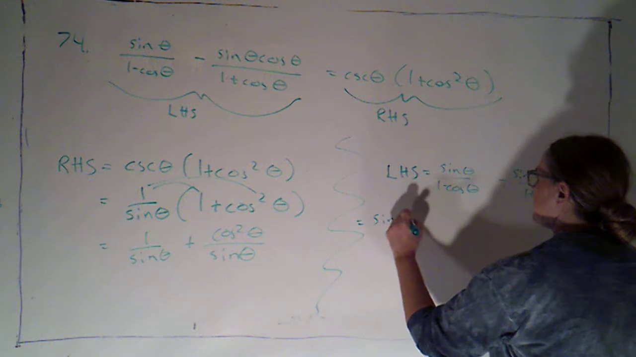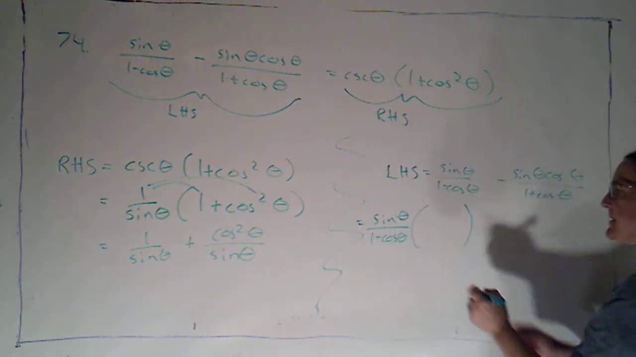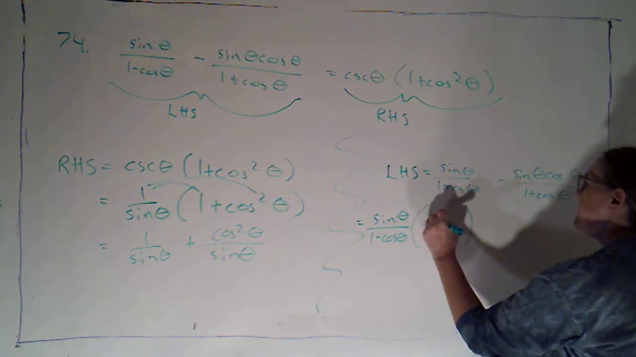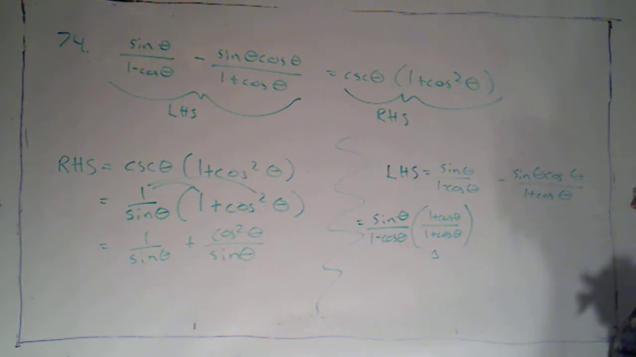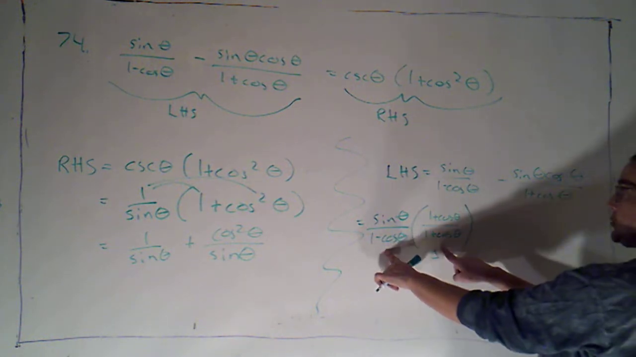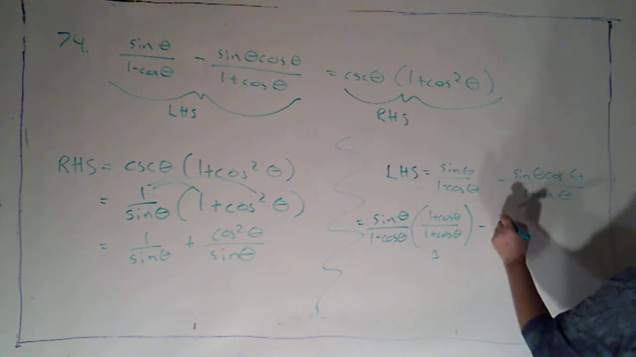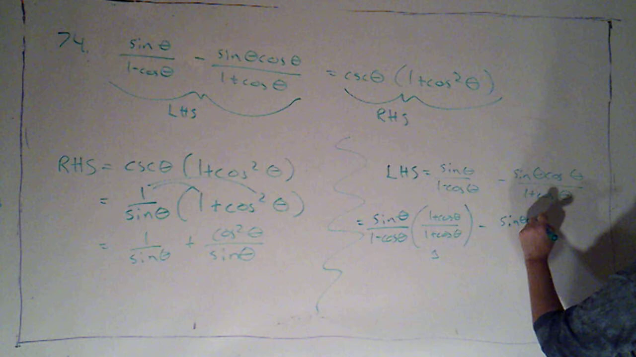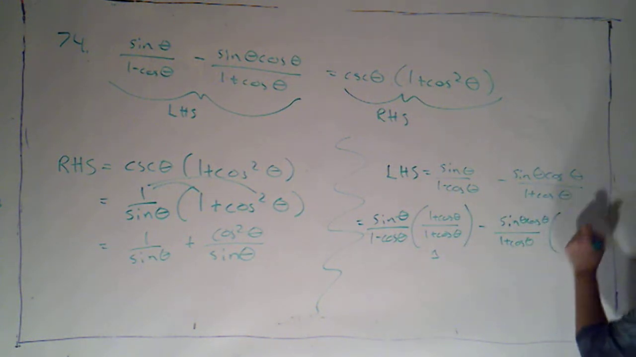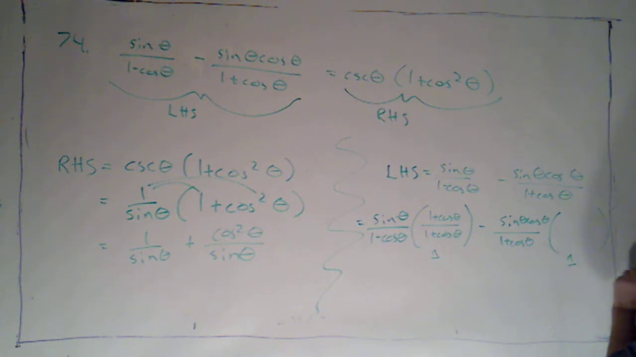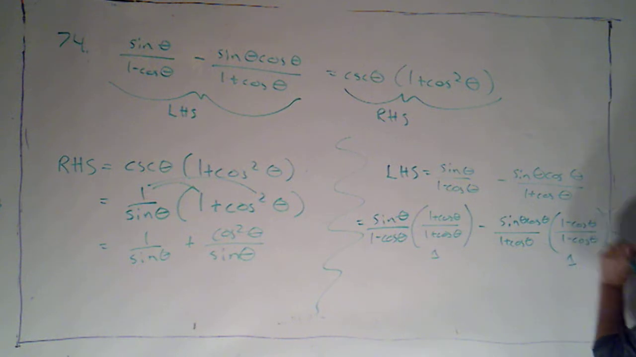So I'm going to say this is sine theta over 1 minus cosine theta. I'm going to multiply this one by 1 in the form of 1 plus cosine theta over 1 plus cosine theta. That way I'll get to a common denominator, which is just the product of those two. Then minus sine theta cosine theta over 1 plus cosine theta. And this one I'm going to multiply by 1 in the form of 1 minus cosine theta over 1 minus cosine theta.